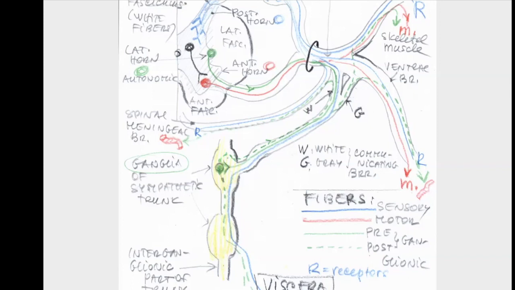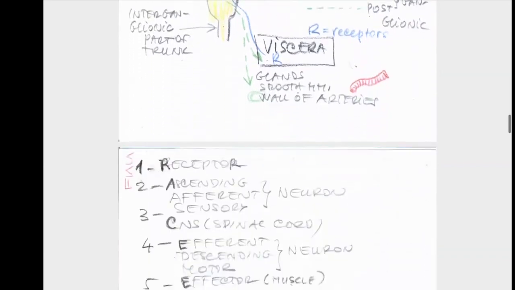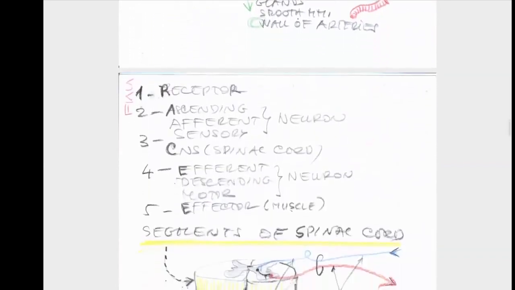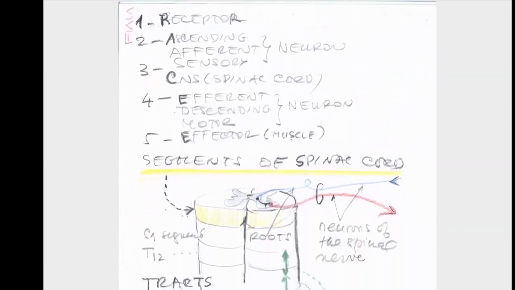The next page summarizes and shows, in fact, the short review of the facts. Again, repeating, there are 5 components. Number 1 must be receptor. Number 2 must be ascending afferent neuron, sensory from different parts. Number 3 must be spinal cord as a part of the central nervous system. Number 4 must be efferent descending motor neuron. And number 5 is effector muscle.